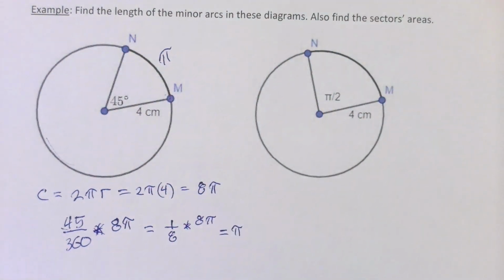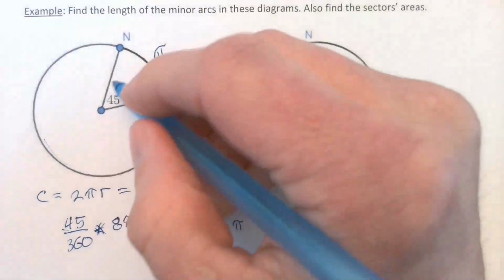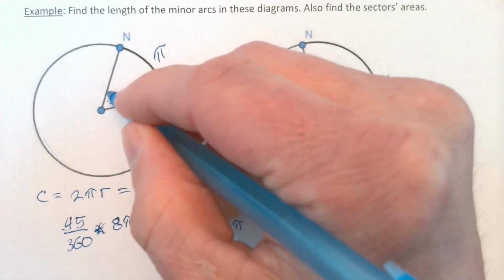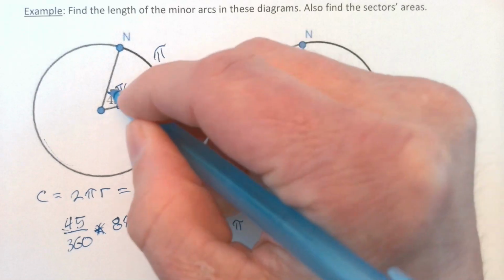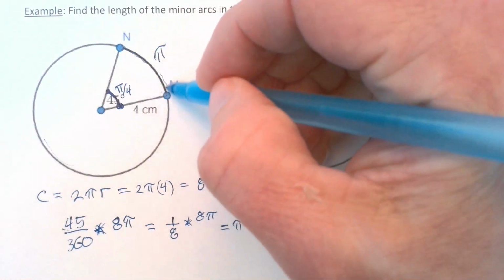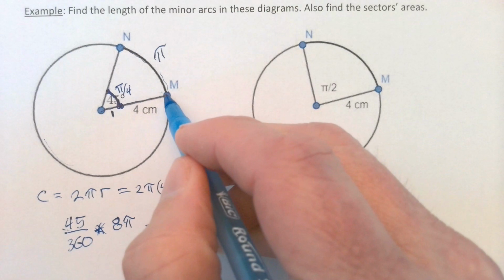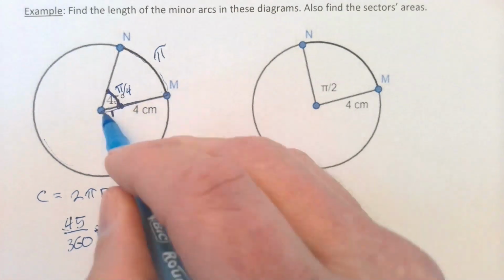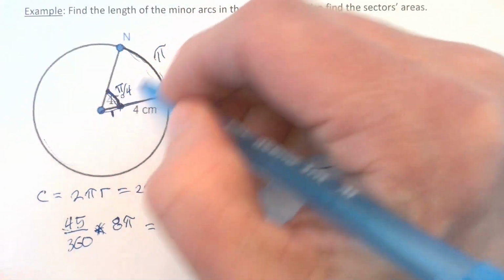Now, is that the way I would have done it? No, I don't think so. I would have gone like this. I remember that on a unit circle, not a radius of 4, but a radius of 1, 45 degrees is pi over 4. So that's how big this arc is. This arc has to be 4 times as big as that. Because instead of a radius of 1, you're talking about a radius of 4. So proportional reasoning says, if this radius is 4 times as big as that radius, this arc has to be 4 times as big as that arc. Pi over 4 times 4 is pi.